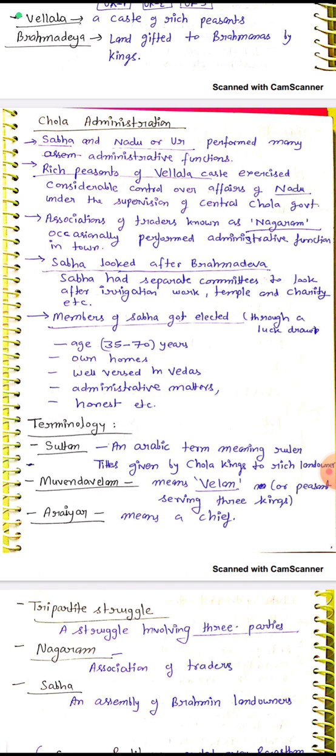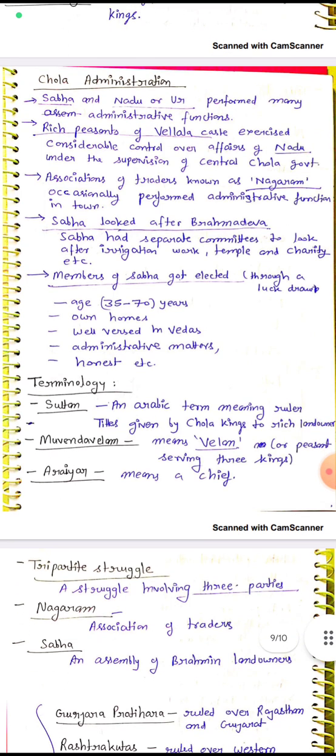Then Sabha looked after Brahmadeya. Sabha had separate committees to look after irrigation work, temple, and charity, etc. The members of Sabha got elected through a lucky draw. What was the qualification needed? Their age needed to be between 35 and 70 years. They should own their own homes. They should be well versed in Vedas and administrative matters, and they should be honest. These were the eligibility criteria.